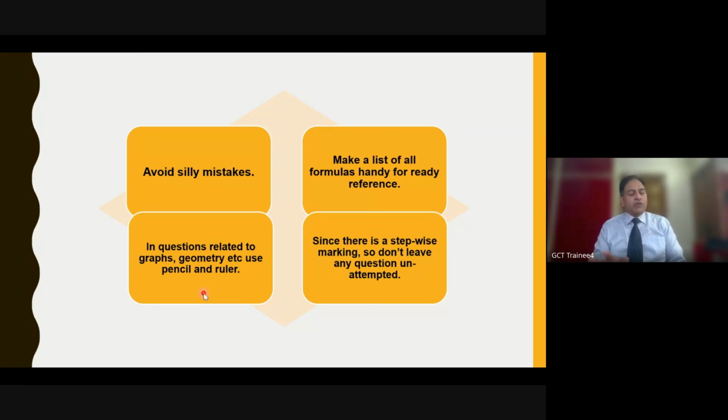The graphs are available for that only, not for the area under curve. The reason for 2 graphs is that if a student by mistake commits a mistake in solving the LPP problem, a totally wrong graph, they can simply cut that and redraw on the next graph paper. Since there is stepwise marking, don't leave any question unattempted.